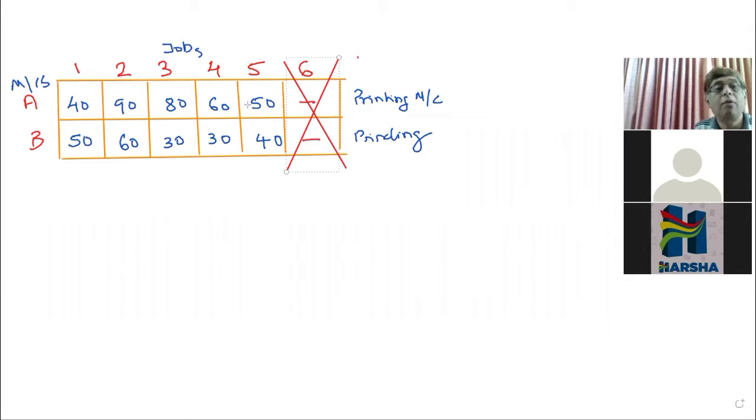Right now, you have to put a sequence for these jobs and find out the total processing time. This you have done yesterday. You found out the best sequence, the processing time, the idle time for the printing machine, and the idle time for the binding machine. Now in this problem, they are likely to slightly twist it, and they are likely to say: find the optimal sequence, which you have done yesterday.